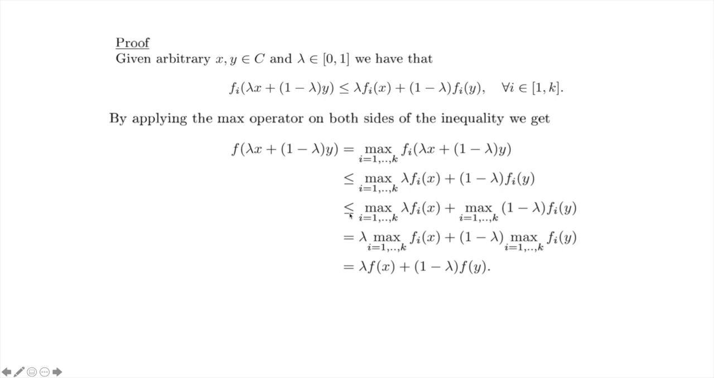That is smaller or equal to the maximum of lambda fi of x plus the maximum of 1 minus lambda fi of y. And that is equal to lambda times the maximum and 1 minus lambda times the maximum, meaning we took lambda and 1 minus lambda out of the maximum. Why did we do that? Because this is the definition of f and this is the definition of f. And so we got lambda f of x plus 1 minus lambda f of y, and that is exactly the definition of a convex function.